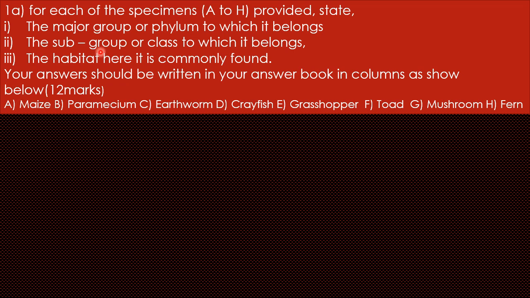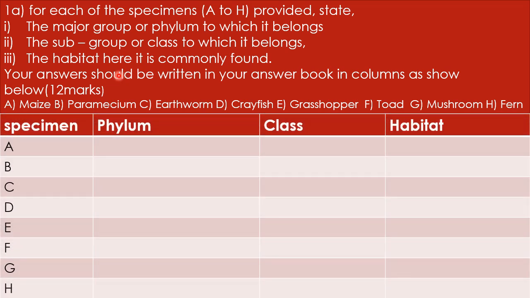So friends, let's have the table. Good. So here's the table we have, friends. We have the specimens A, B, C, D up to H. Then we have the section for the phylum, because they said the major group or the phylum. Here is the column for the phylum. Here is that of the class, and they didn't ask for common names in this case. They rather ask for their habitats.